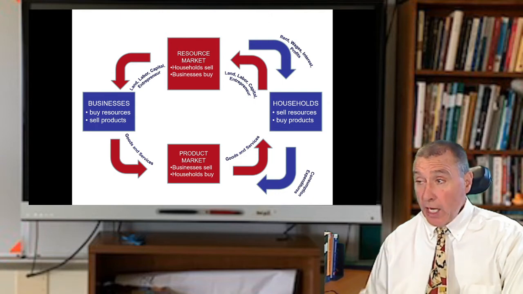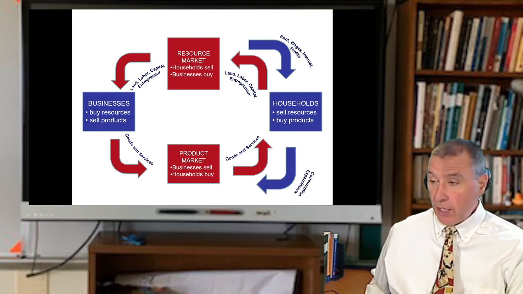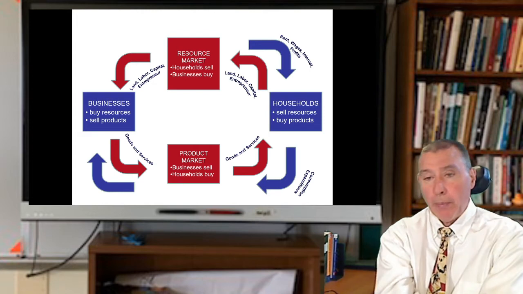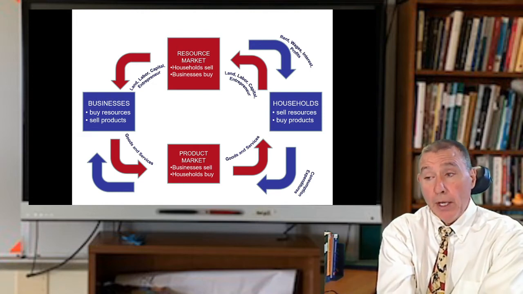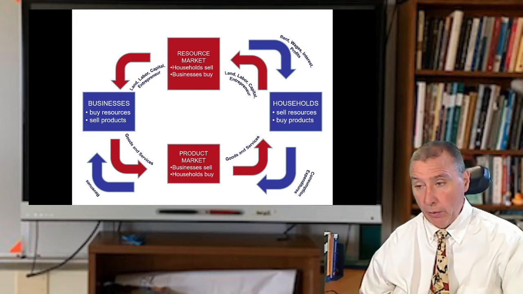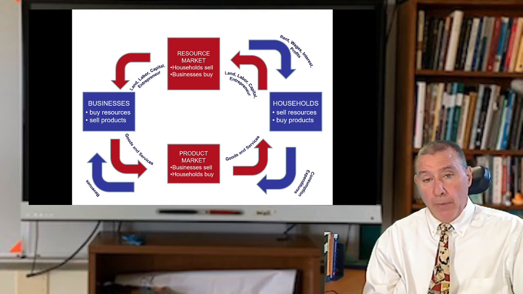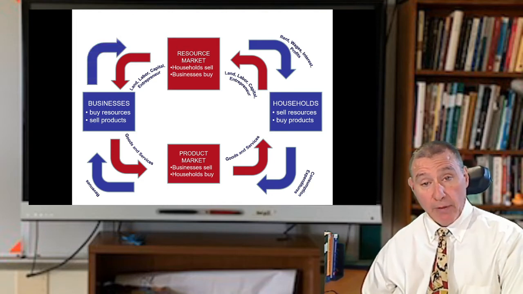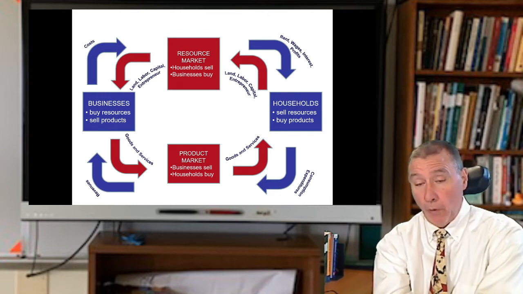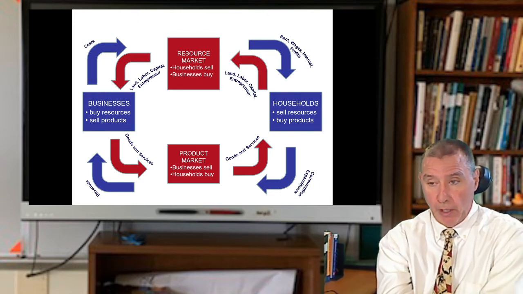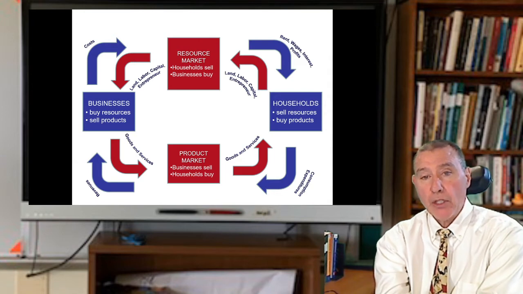The households then use that money that they have to send the money to the product market to pay for the goods and services they have bought. That money then is revenue for the firm. The firm is then able to take that revenue and send it to the resource market for the rent, wages, interest, and profit. Right, so that's the circular flow.